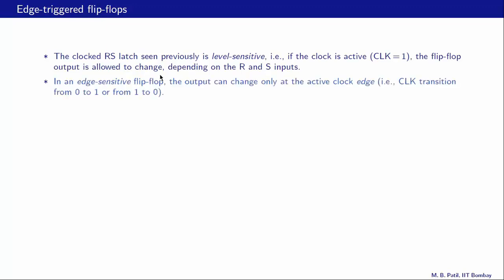On the other hand, in an edge sensitive flip-flop, the output can change only at the active clock edge. So level equal to 0 or level equal to 1 is not sufficient. What is required is an edge, that is clock transition from either 0 to 1 or from 1 to 0.